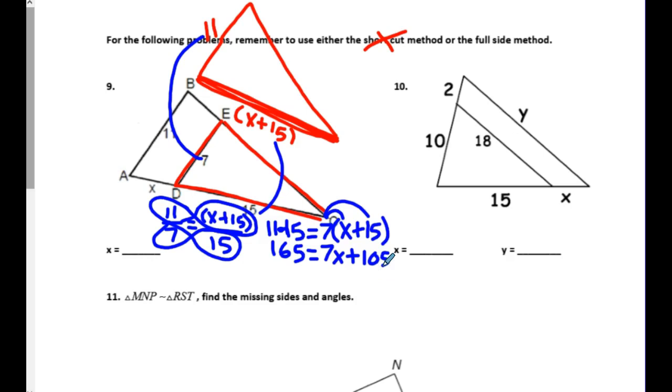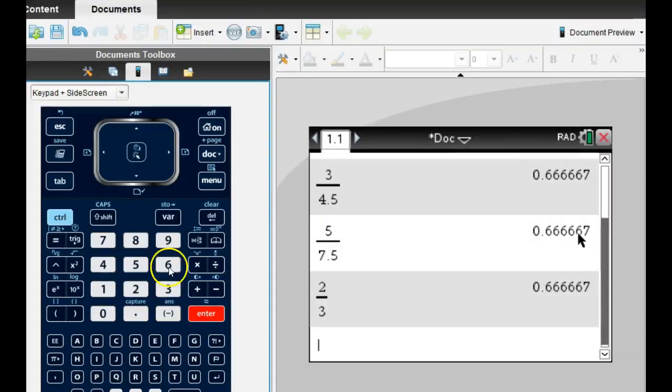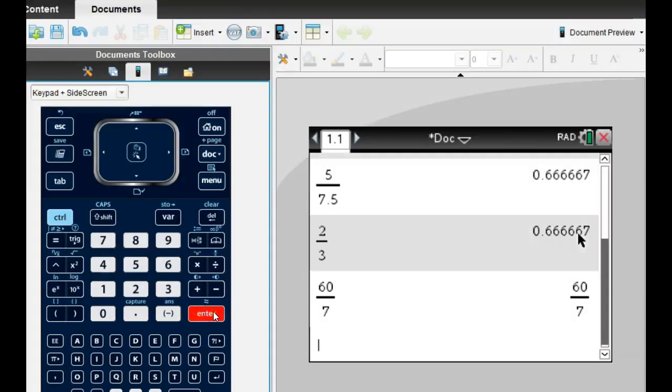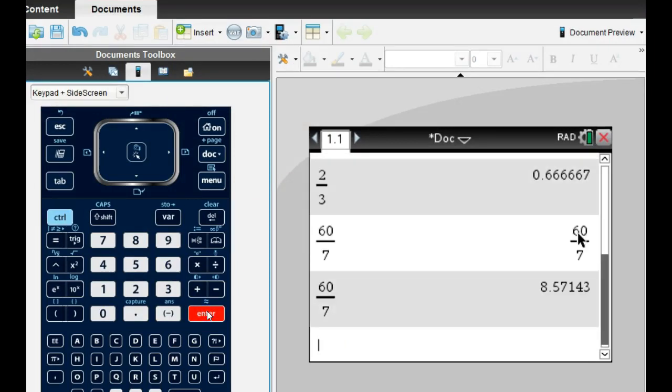Now, x is on the right side, so I'm going to get rid of the loner way over here on the right, the 105, by subtracting. Minus 105, minus 105. That's going to give me 60 equals 7x. And then I need to divide by 7, divide by 7. Ran out of room. Okay, so x equals 60 over 7, which is 8.57.